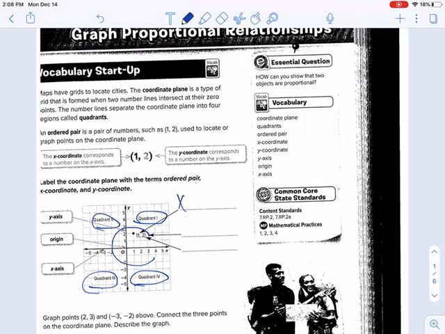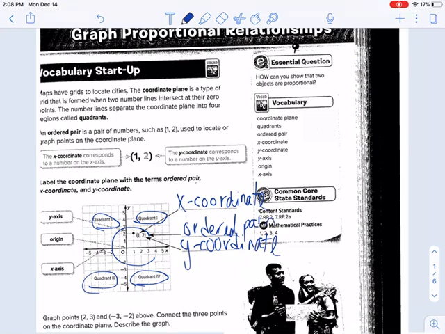Your first number is your x-coordinate. That tells you how far you go on your x-axis. Your second number is your y-coordinate. That tells you how far you go on your y-axis. And the whole thing is called an ordered pair. And important is the origin, which is right in the middle at 0, 0.